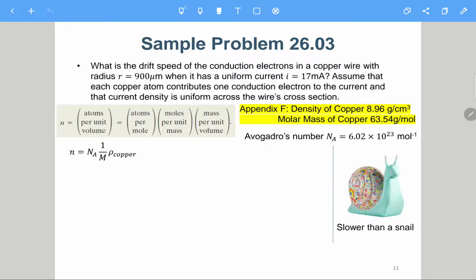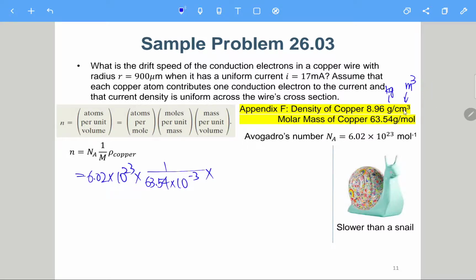So actually we need to substitute all the numbers. Na is the Avogadro number, 6.02 times 10 to the 23rd power, times molar mass. It is mole per mass. Here it is mass per mole, so it should be 1 over this term, and then we need to convert it back to kilogram. So it is 63.54 times 10 to the minus 3rd power, and then we multiply it by the mass per unit volume, which is the density of the copper, and then we need to change it to kilogram and change this to meter cube.